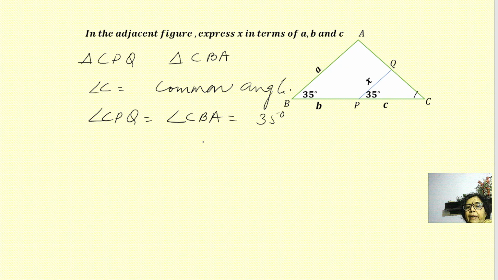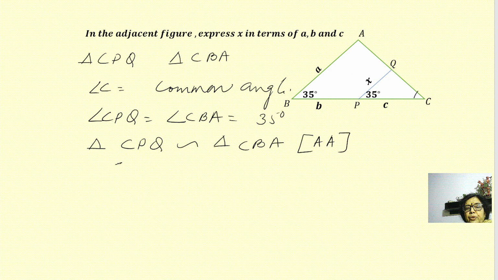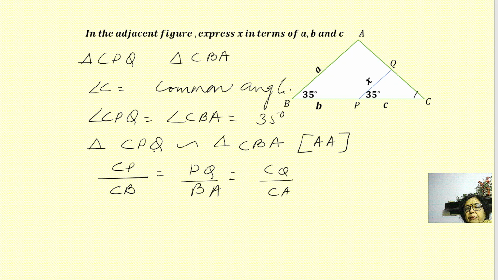So now we can write down triangle CPQ is similar to triangle CBA. So these two triangles are similar, and the similarity is by AA criteria. We can write down the proportionality relation of the sides: CP by CB is equal to PQ by BA is equal to CQ by CA. From here directly you can write this proportionality, and if you are ever confused, you can look at the figure and check whether the proportionality has been written correctly or not.